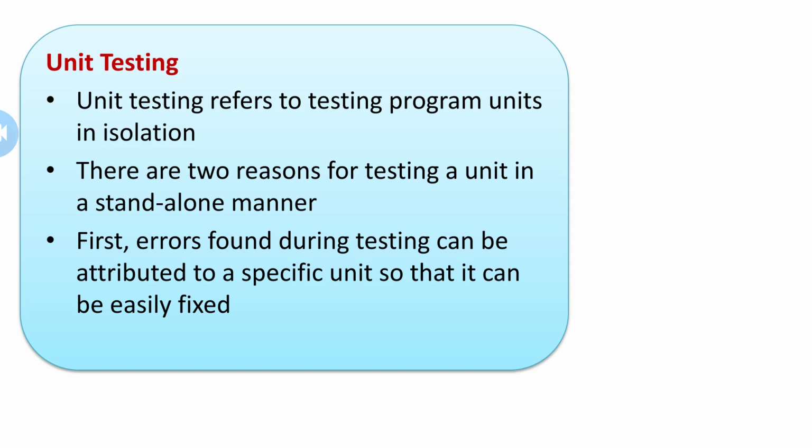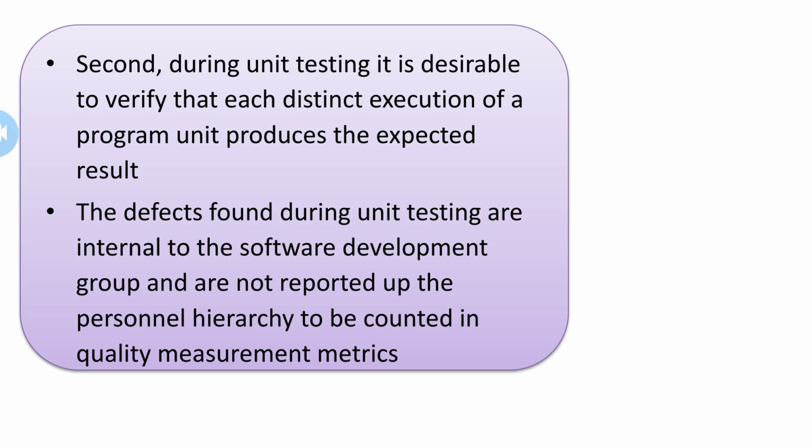Now, the first thing is the error found during testing can be attributed to a specific unit so that this can be easily fixed. For example, if there is a module in my code, there is module A, module B, module C, module D. Four modules are there. Now, when I'm performing unit test on module A, if there is any error or fault generated, that is generated from module A, so that can be fixed.